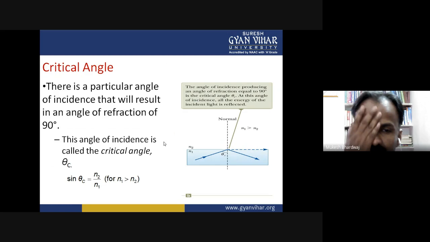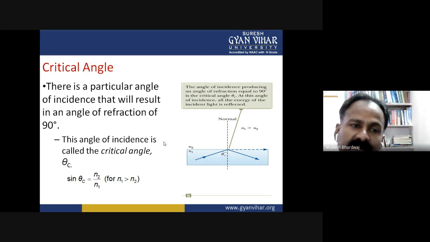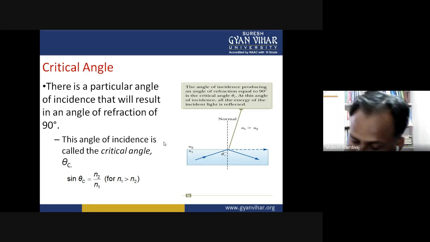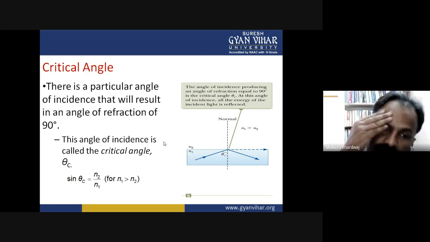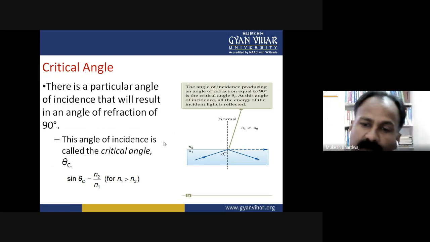Critical angle. This is a particular angle of incidence that will result in an angle of refraction of 90 degrees. This angle of incidence is called the critical angle, theta c. Sin theta c equals n2 upon n1.